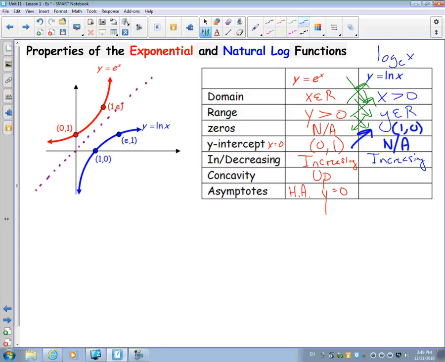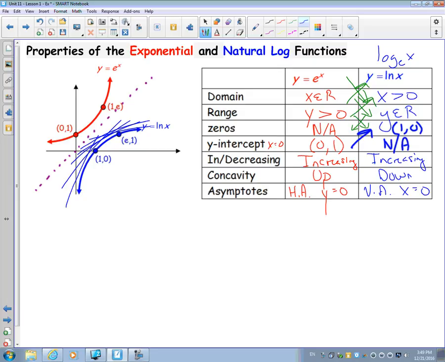But the next one, the concavity, this one is down. Our tangent is getting smaller and smaller, and the slope of that tangent continuously decreases, so it's concave down. And then asymptotes, it's got one, it's the opposite one, it's got the y-axis as its asymptote. Now, I'm not going to ask you to memorize all these things, it's just the idea of where the graph comes from and how we can work with it a little bit.